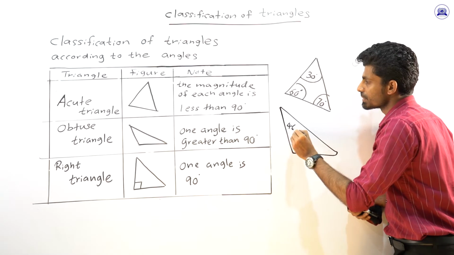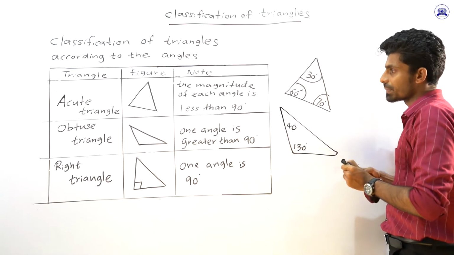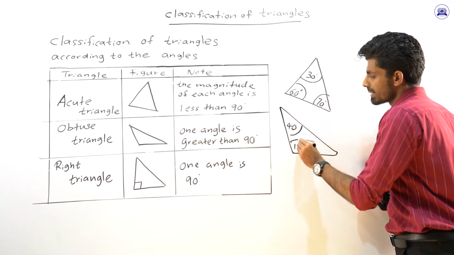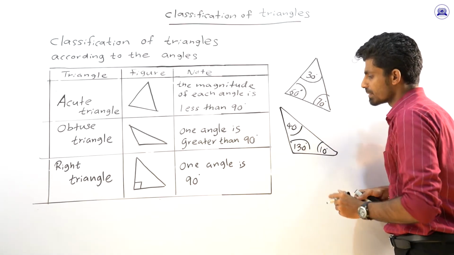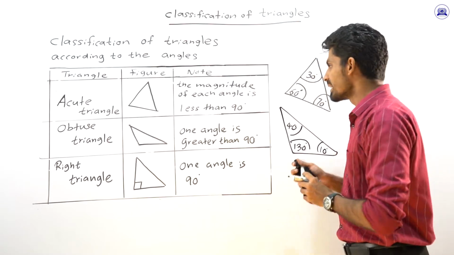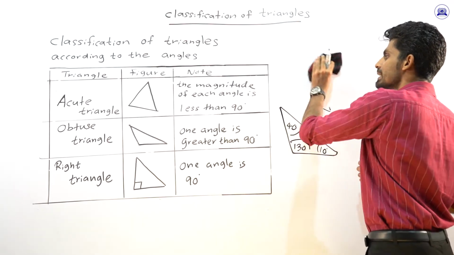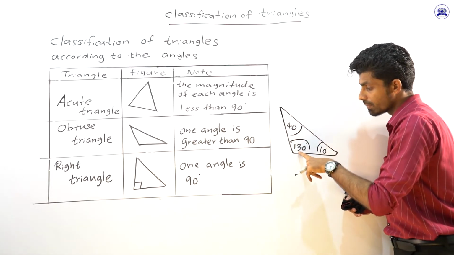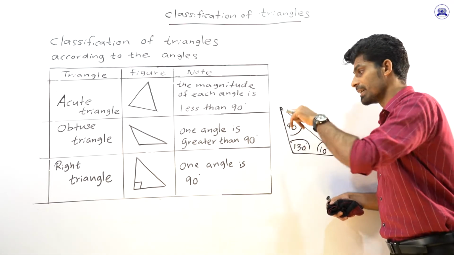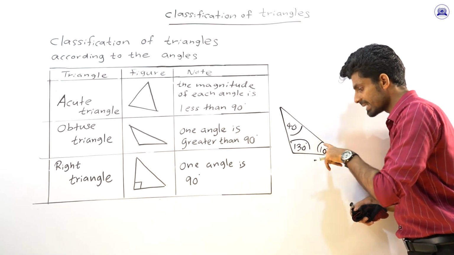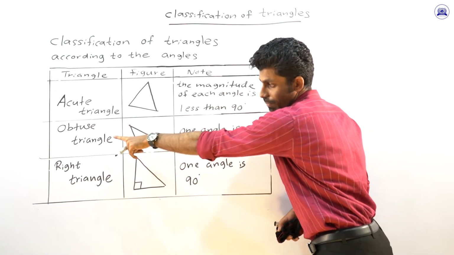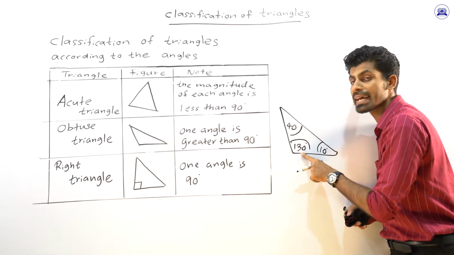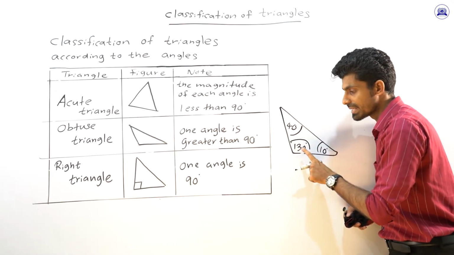Now 130. Let's take this one equal to 40. Right, 130, then 40, and this one equal to 10. I'm just taking angles here, right? So look at this one: 40, 130, and 10. One angle is greater than 90 degrees.